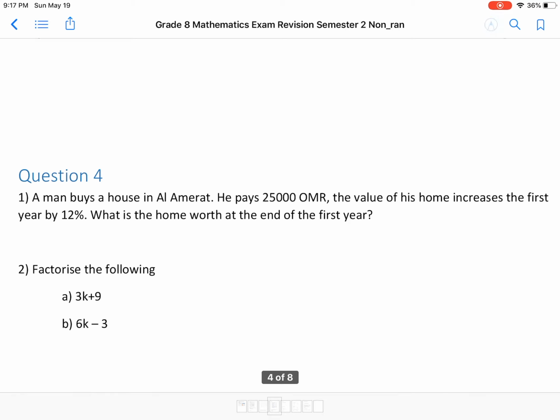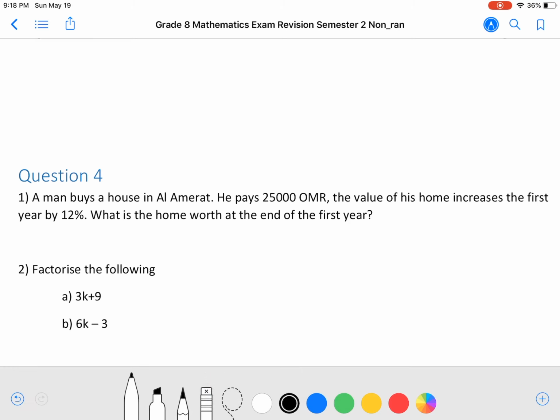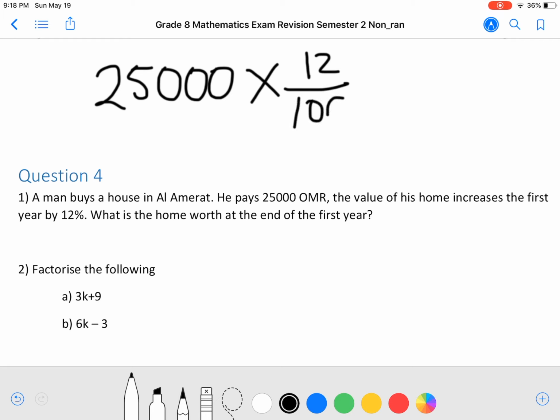Okay, so this is a simple percentages problem. We take 25,000 Omani Riyal and multiply it by the 12%, which is 12 over 100. I got out my calculator. 25,000 multiplied by 12 gives me 300,000, divided by 100 gives me 3,000.